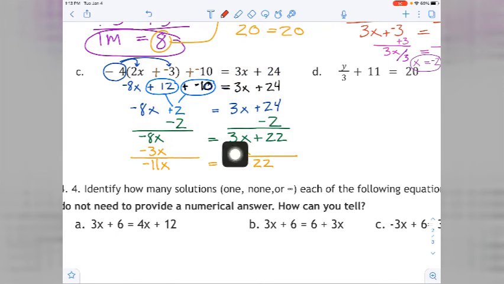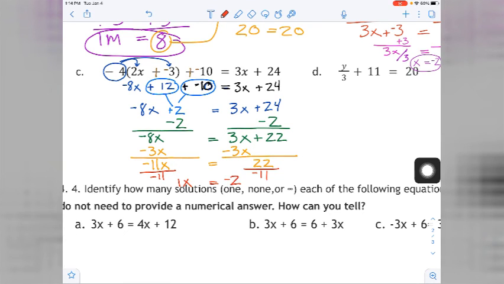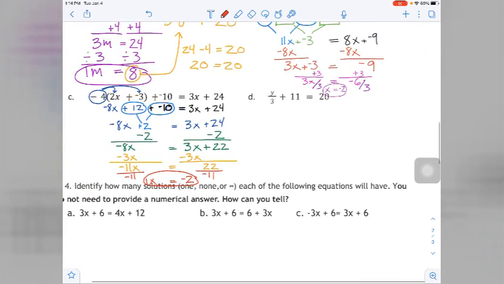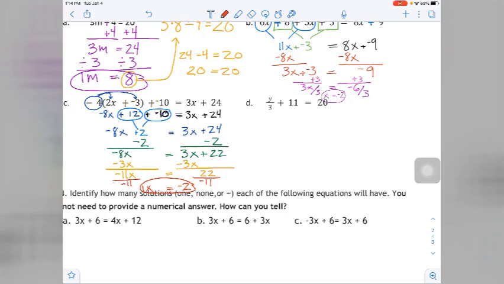And then finally, my last step is I have this -11 I need to get rid of, and in order to get rid of it, it is being multiplied by x. So because this is being multiplied, I am going to divide. So I am going to divide by -11, and then I have to divide this side by -11, and what I am left with is 1x. Negative 11x divided by negative 11 is 1x. And then 22 divided by negative 11 is negative 2. And that should be our solution. So we have x equals negative 2 in this problem. All right.